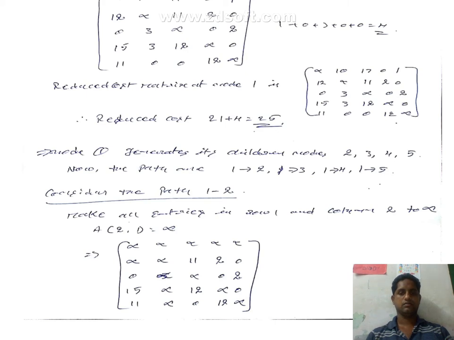Make all the entries of row 1 and column 2 infinity. For 1 to 2, we take the first row and second column, all as infinity. So set the entries in row 1 and column 2 to infinity. That is, A of 2 comma 1 equals infinity.